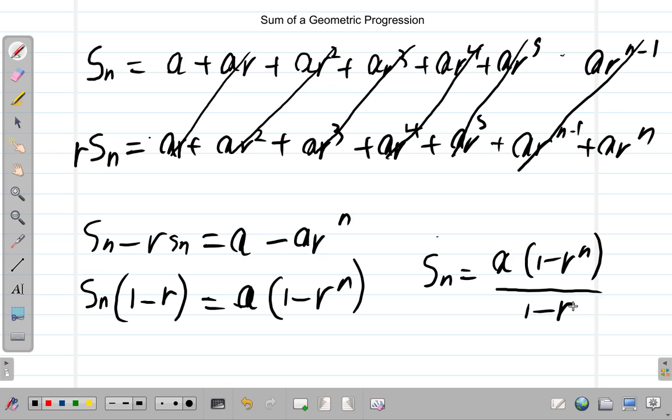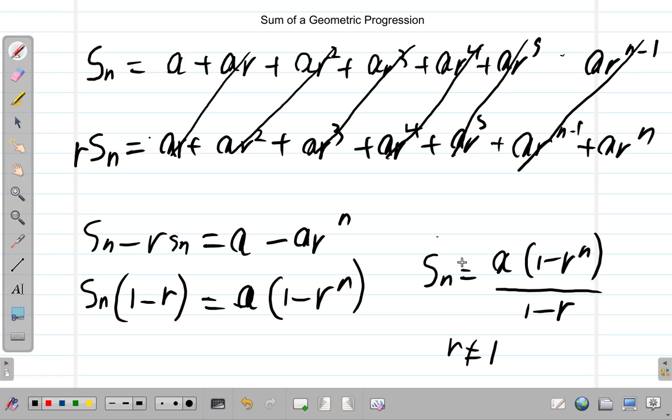Alright, so what we have here is the sum of the geometric progression. And this is so provided, of course, that r is not equal to 1, because if r became equal to 1, you would have 1 minus 1 in the denominator and you'd be trying to divide by 0, because 1 minus 1 is 0. So r cannot be 1.